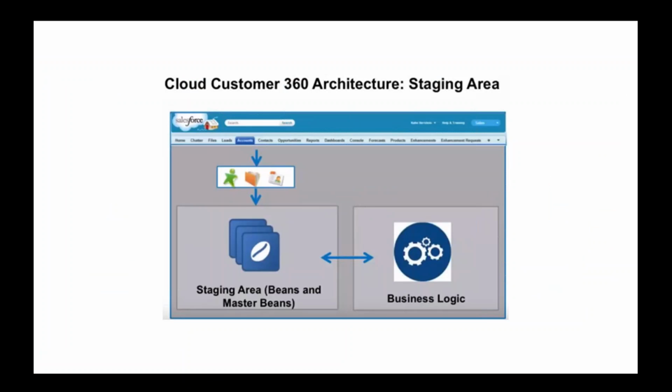Okay, let's talk now a bit about the application architecture. CC360 does two unique things. First is that it deploys a complete business package inside your Salesforce environment. This package includes a fuzzy matching engine and a consolidation and enrichment engine. The second thing that this application does is to create a staging area inside Salesforce. The staging area contains bin and master bin records.